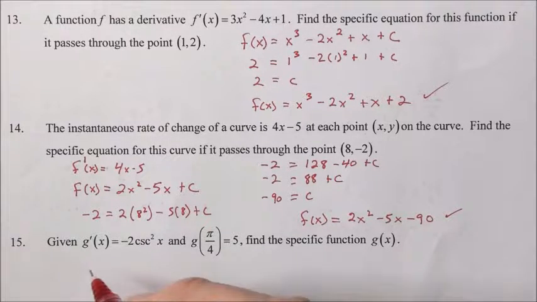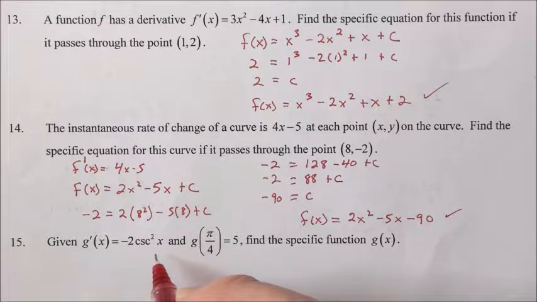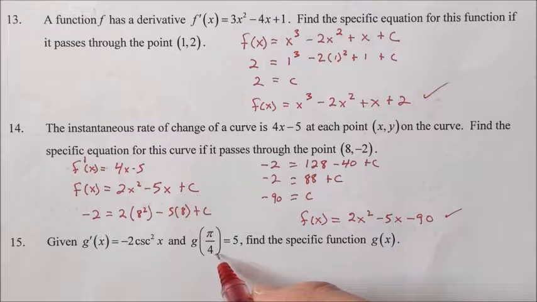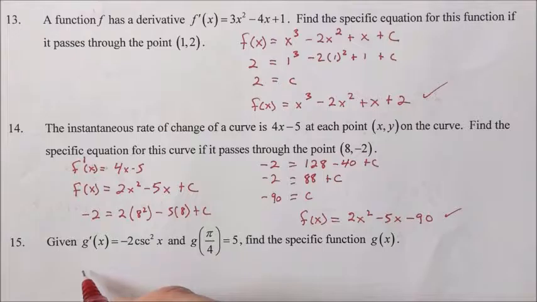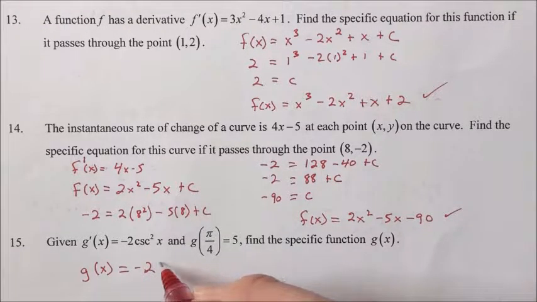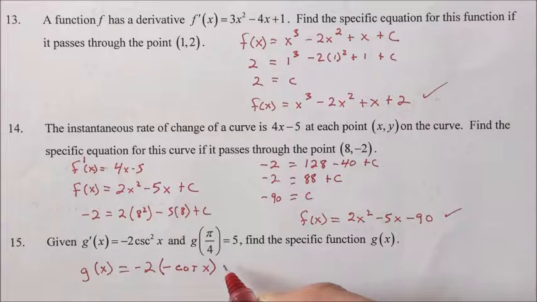Number 15, we have g prime is equal to negative 2 cosecant squared x. g of pi over 4 is equal to 5, so it's going to be a little trig chart work here. If g prime is negative 2 cosecant squared x, we can get our antiderivative. Negative 2 will move into our antiderivative, and cosecant squared's antiderivative is negative cotangent. So we're going to have negative 2 times negative cotangent x plus C.